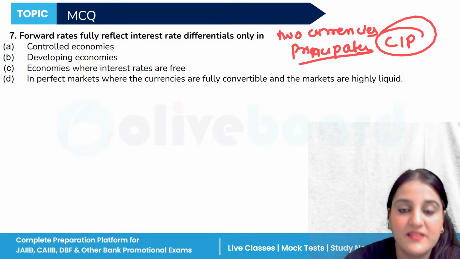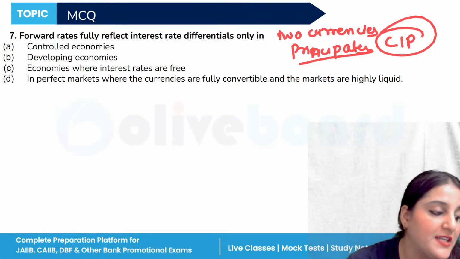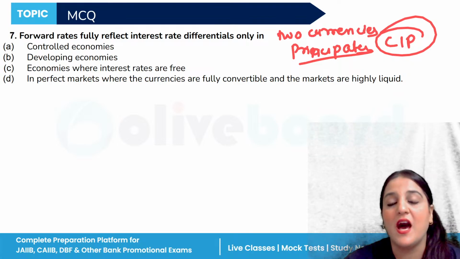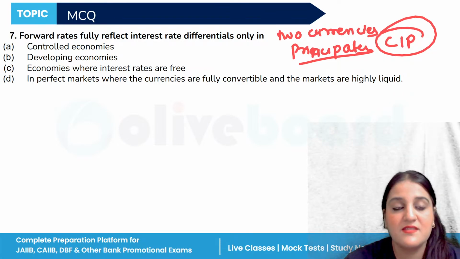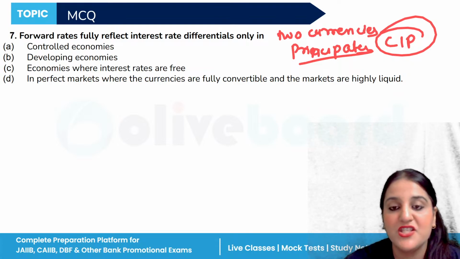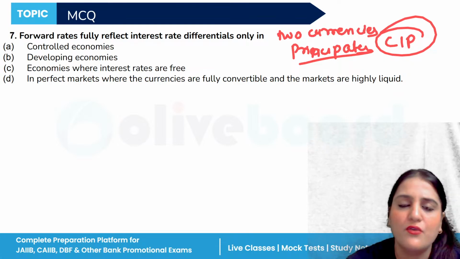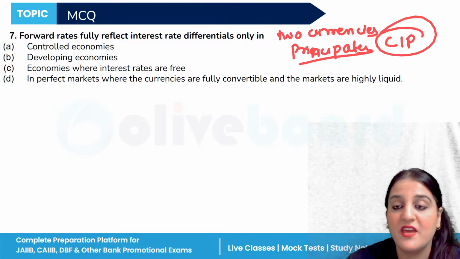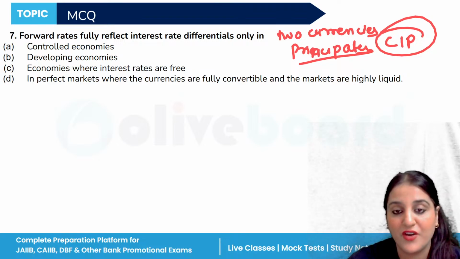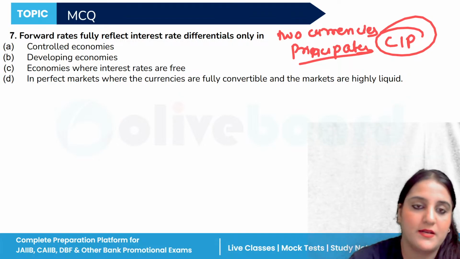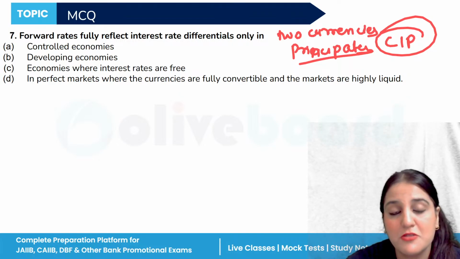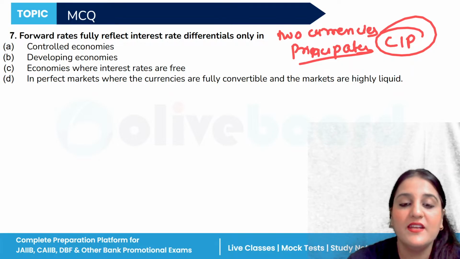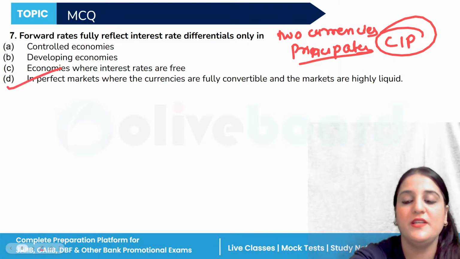So we can say that the correct answer is: in a perfect market where the currencies are fully convertible and markets are highly liquid, because there is sufficient volume and activity in the market which allows transactions to occur easily without significant price distortions. And currencies are fully convertible because there are no restrictions on the buying and selling of currency in the foreign exchange market. And in a perfect market, there are no transaction costs, taxes, and other frictions that can affect the pricing. Option D is correct here.